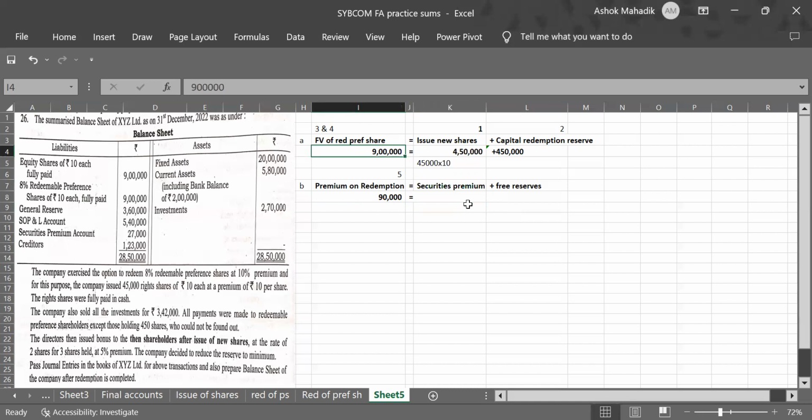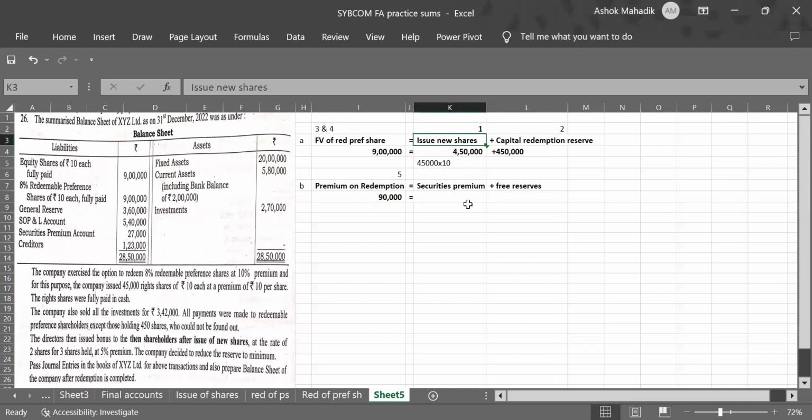And to that extent, either we have to make a fresh issue or create a CR. So we are told that we have done a fresh issue worth 4,50,000. Okay, and also we are collecting security premium worth 4,50,000. Okay, that also I'll write.